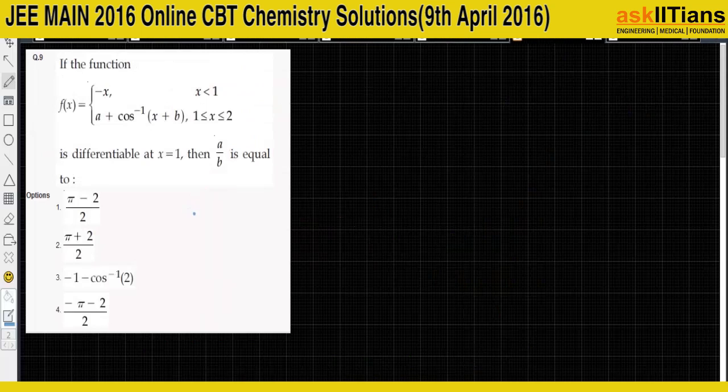Question number 9 was a very easy question, a simple question of differentiability. It's given that f(x) is differentiable at x equal to 1, and we know the Brahmastra: if a function is differentiable, then it has to be continuous. So once I'll apply the condition of continuity, and once I'll apply the condition of differentiability or derivability. First, I can say that the function will be continuous also at x equal to 1. So apply the condition of continuity.